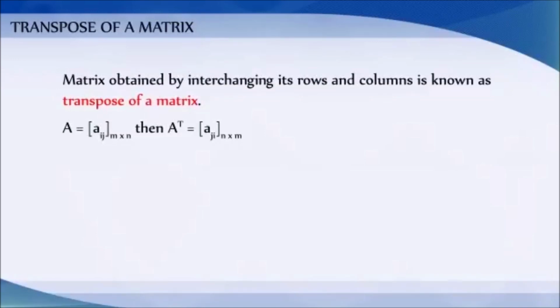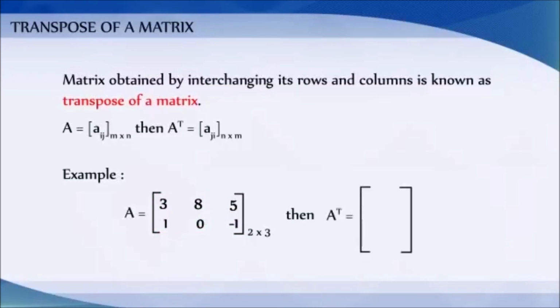For example, if A is the matrix with rows 3, 8, 5 and 1, 0, minus 1, of order 2 by 3, then the transpose of A is the matrix with rows 3, 1, then 8, 0, then 5, minus 1, and the order of this matrix is 3 by 2.